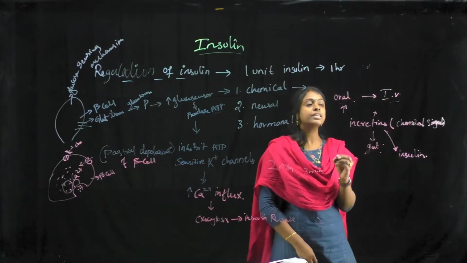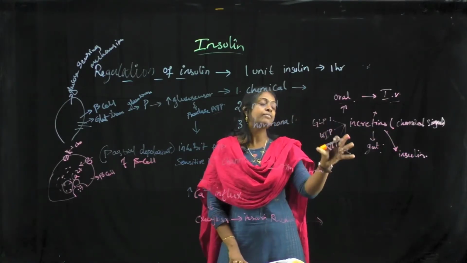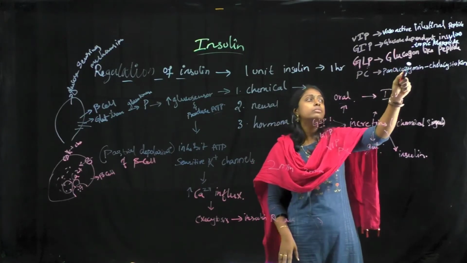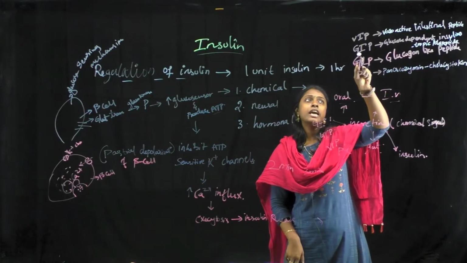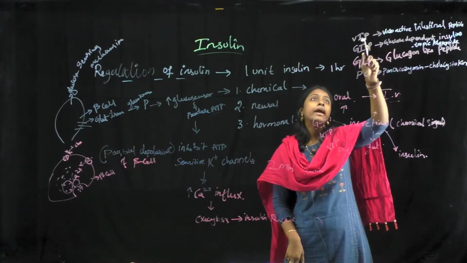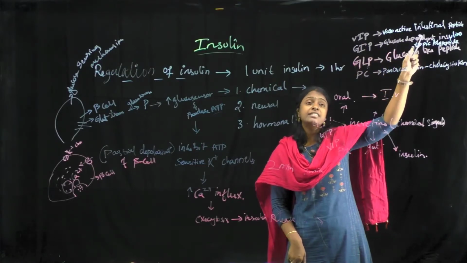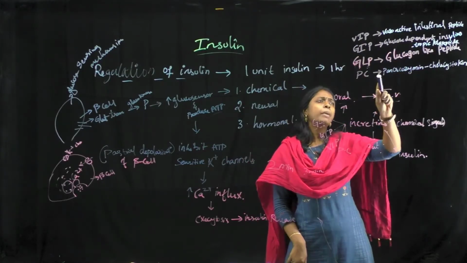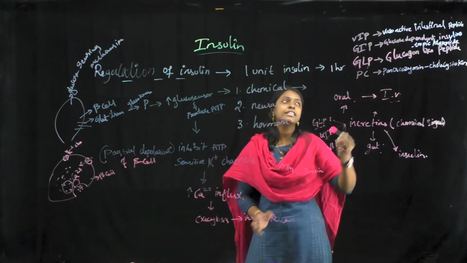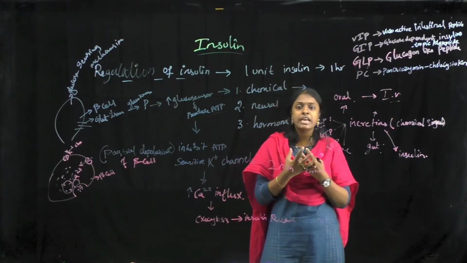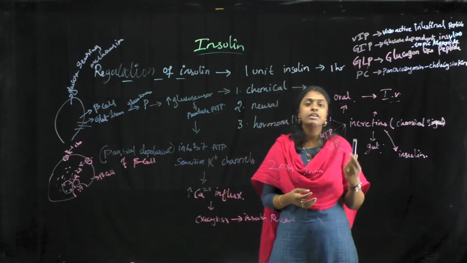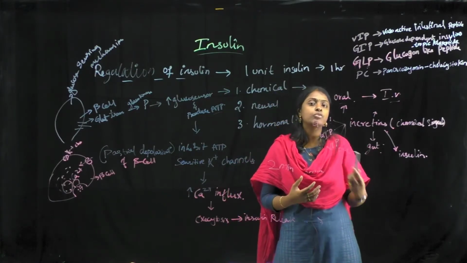So what are these incretins which are in our body? We have 4 types of incretins. The 4 incretins are GLP, glucagon-like peptide, GIP, glucose-dependent insulinotropic polypeptide, VIP, vasoactive intestinal peptide, and PCK, pancreozymin cholecystokinin. These are the 4 incretins. With the help of the nutrients which we are eating, they will increase the levels and secretions of insulin in our body.